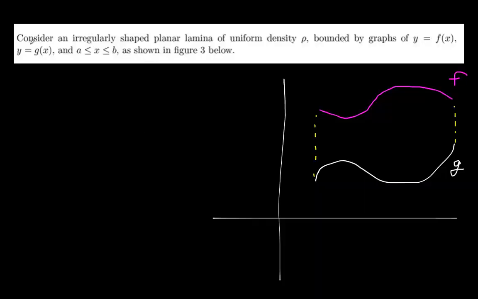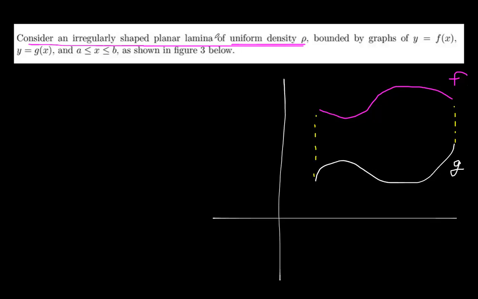Now, let's consider an irregularly shaped planar lamina of uniform density. Again, the density of the lamina or the plane is uniform, which is denoted by rho, and bounded by the graphs y equals f of x and y equals g of x, where a is less than or equal to x, which is less than or equal to b, as shown in figure 3. So this is our lamina, this graph is our f and this one is our g.